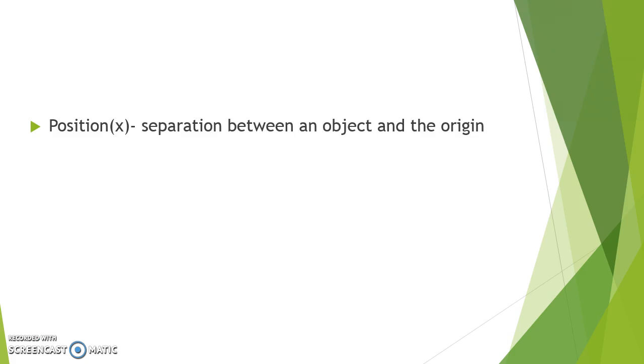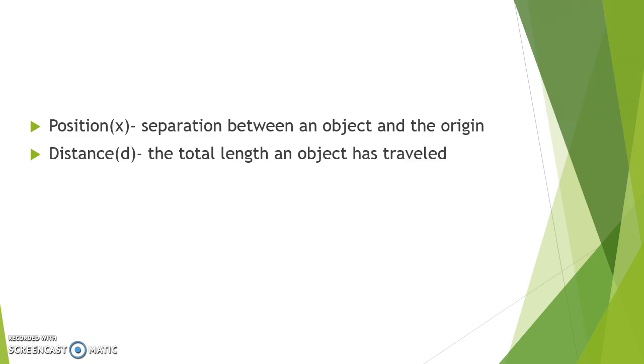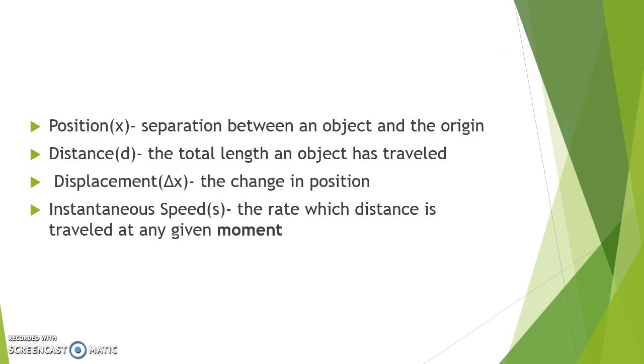Position, or x, is the separation between an object and the origin. Distance, or d, is the total length an object has traveled. Displacement, or delta x, is the change in position. Instantaneous speed, or s, is the rate at which distance is traveled at any given moment. And the moment part there is very important.